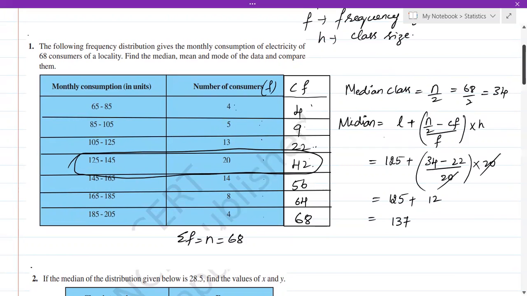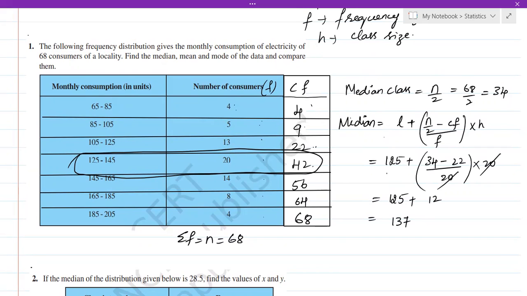So that is the middle value. Exact middle. So very simple, find the value of n and divide by 2. Whatever value you get, search it in CF. That will give you the median class. Once you get the median class, you can find L, you can find CF and F. And remember, CF, you should not take the corresponding CF of the median class. That is, this 42 is the cumulative frequency of the median class. But you have to take the previous one.